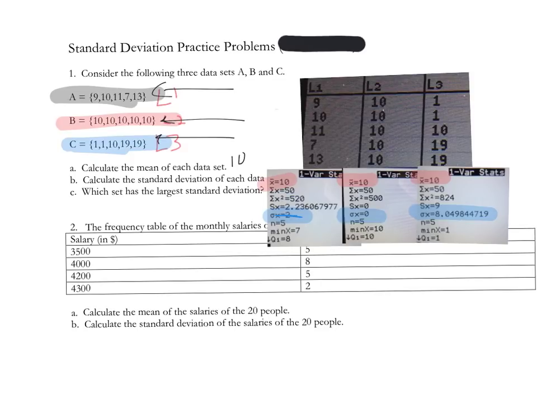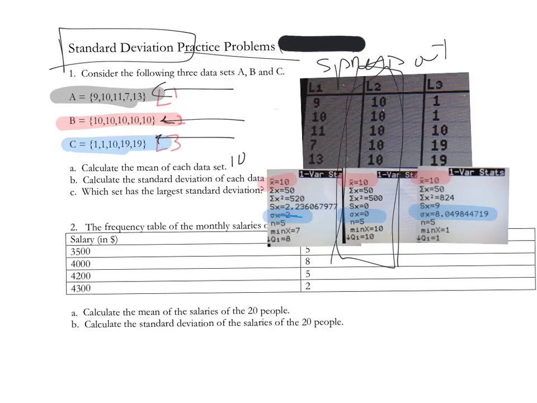Now what does that mean? Standard deviation just tells you how spread out the numbers are. Notice for data set B, the standard deviation is 0. That's because the numbers aren't spread out at all. They're all the exact same value, which is the mean.